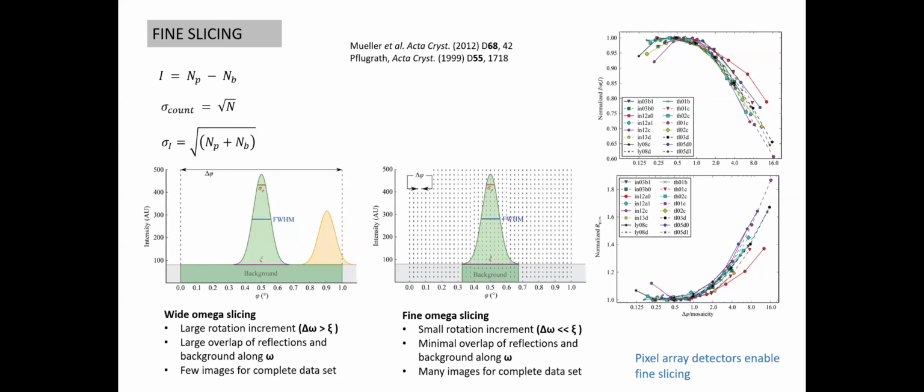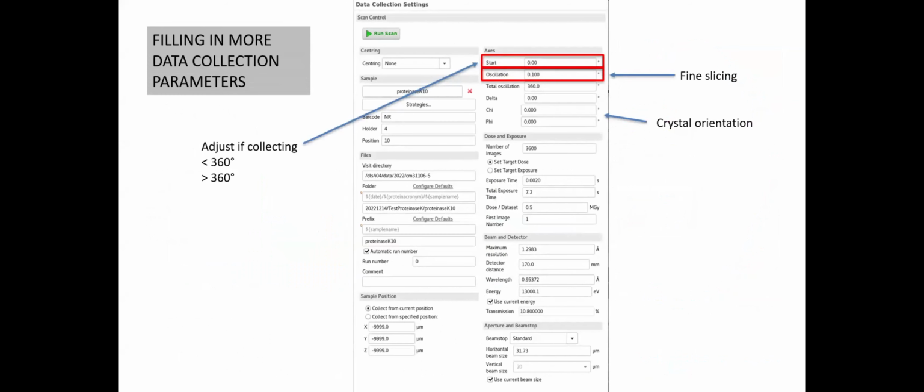And that is beneficial, and that has actually been proposed already in the late 90s by Pflugrath, but the detector technology at that time wasn't really up for it. And then Müller has done some studies and found that a good oscillation increment is half of the crystal mosaicity, which often comes around to 0.1 degrees. So we're filling in more of our data collection parameters here.